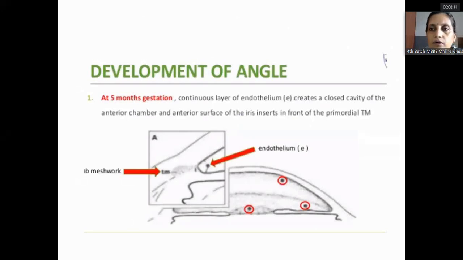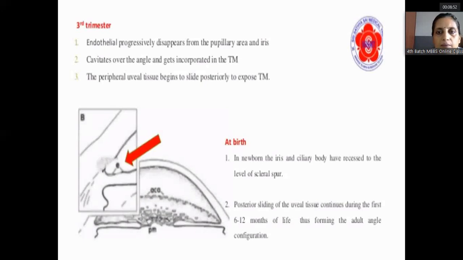Now coming to the development, which we have already discussed in embryology, but for revision. Development of the angle: at 5 months of gestation, there is a continuous layer of endothelium which creates a closed cavity of the anterior chamber and the anterior surface of the iris inserts in front of the primordial trabecular meshwork. Over here you can see the endothelium which creates a closed cavity in the anterior chamber and the anterior surface of the iris. So it forms the primordial trabecular meshwork.